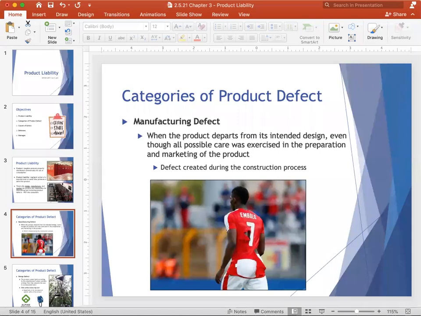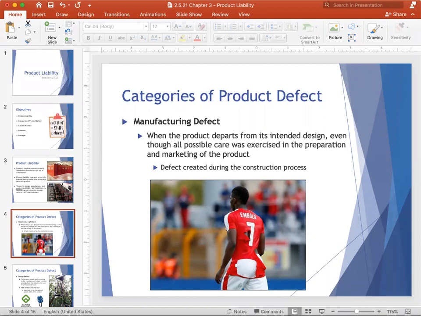So this first type of product defect is a manufacturing defect. A manufacturing defect occurs during the construction of the product. And so when that product is constructed, it is not constructed as was planned or according to the intended design. Rather, there was improper construction of either a part of the product, so just a piece, or there may have been improper assembly of the different parts of the product.